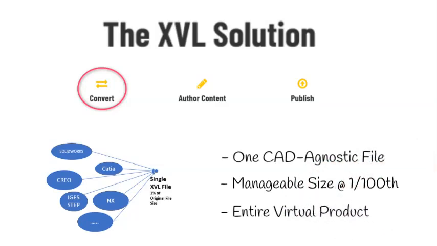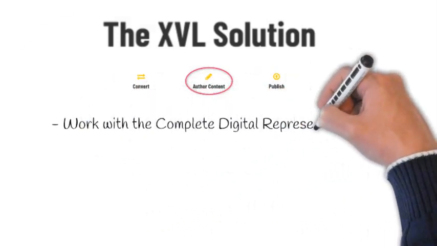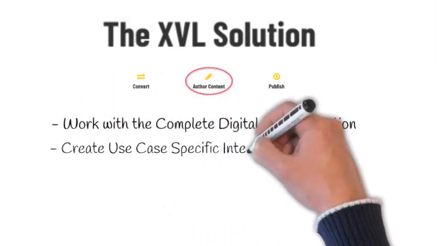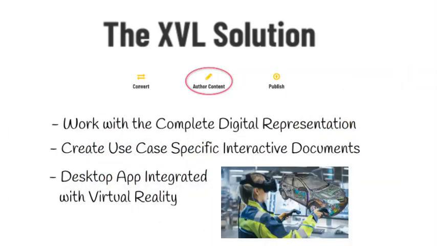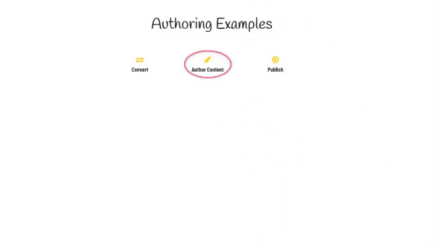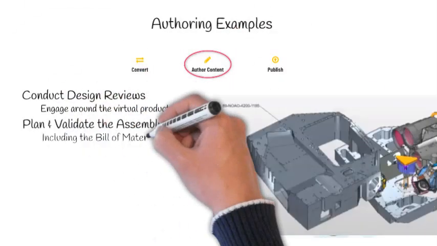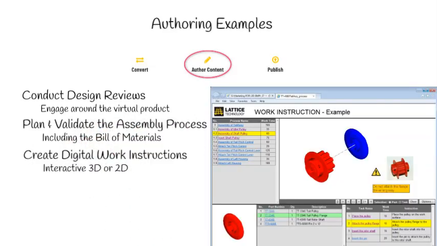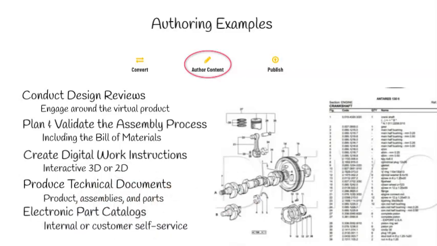This is the foundation. Authoring is the step where you take the virtual product data with all of its subassemblies, parts, and metadata to create solutions for various use cases. Just to name a few: conduct design reviews, plan and validate the assembly process, create digital work instructions, produce technical documents, create electronic spare parts catalogs.